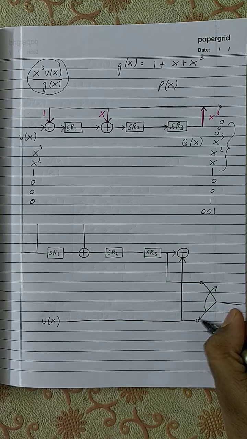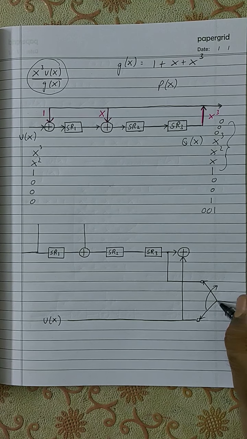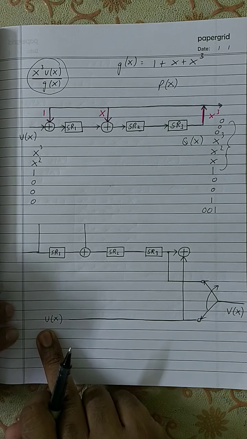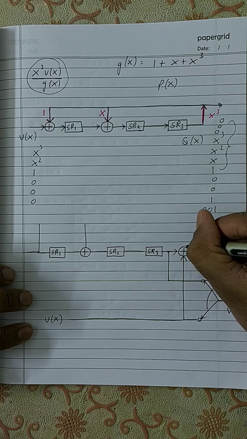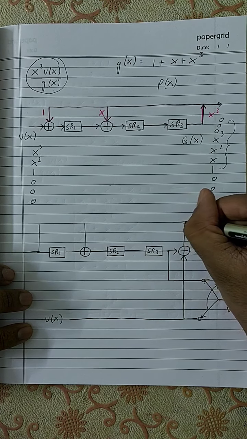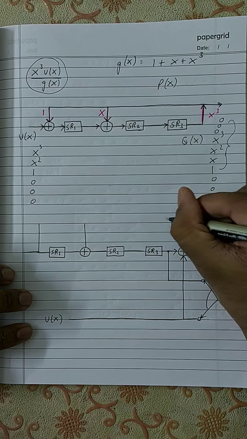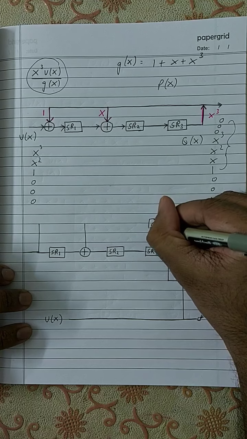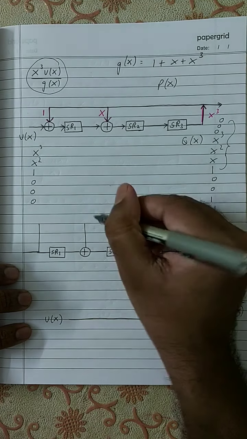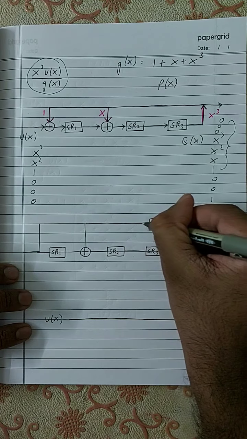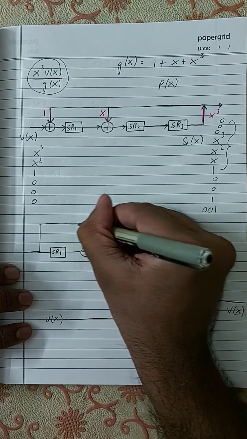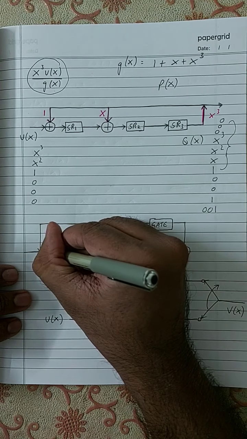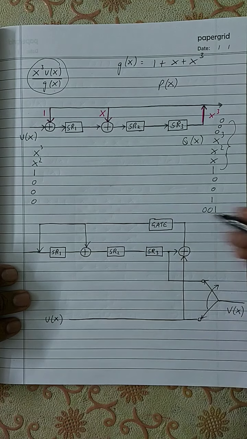This is your output, and it's called V of X. And this value will be given to a gate, a gate that is used to block your signal. Why you're blocking is because, like I said, you don't need the quotient. Quotient is not relevant over here. And this is your circuit.